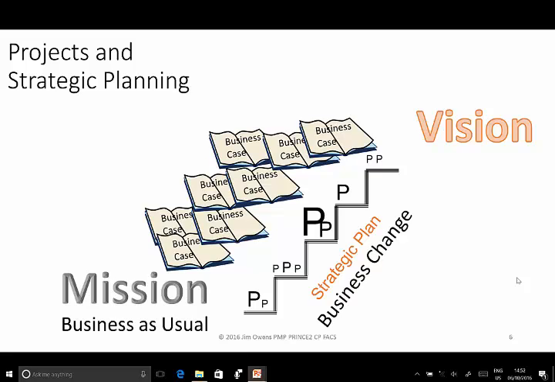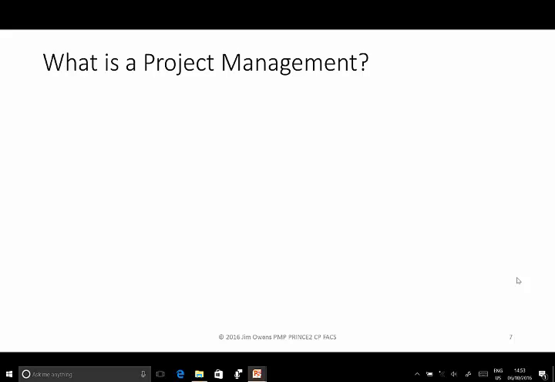Now imagine a project has been proposed that is not aligned to the strategic plan. No matter how fancy or attractive the project may seem, if it is not on the strategic plan, then it is not going to achieve what the business needs to achieve, and so it has to be rejected. And this brings us to, what is project management?